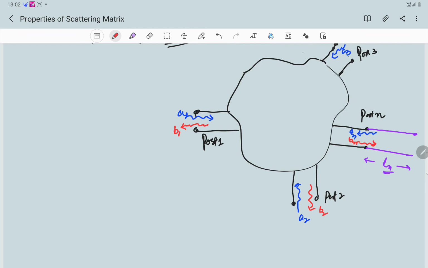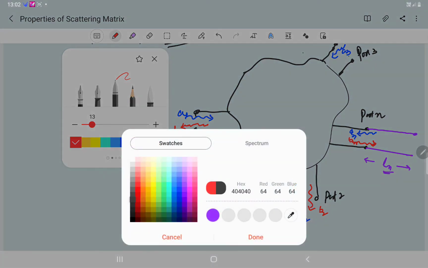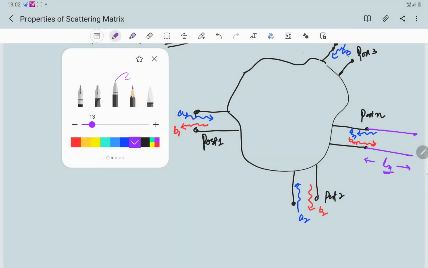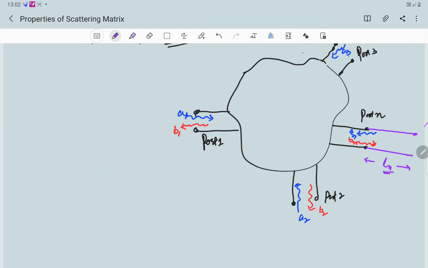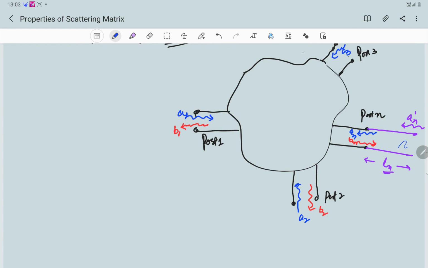It would be BN. Now when I move away from this port N by some distance Ln, I'll be having a different wave. Let me use a different color. I'll be having this as my incident wave, AN dash. If this is AN, this will be AN dash. And if the reflected wave here is BN, the reflected wave here would be BN dash.